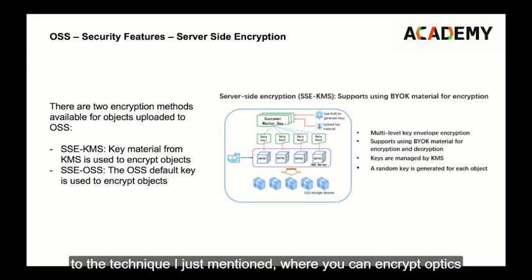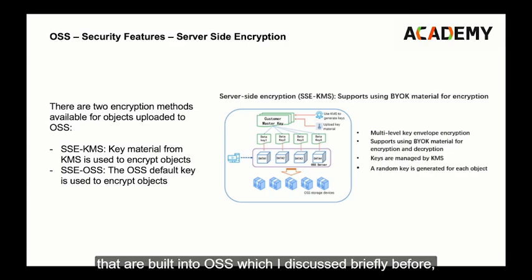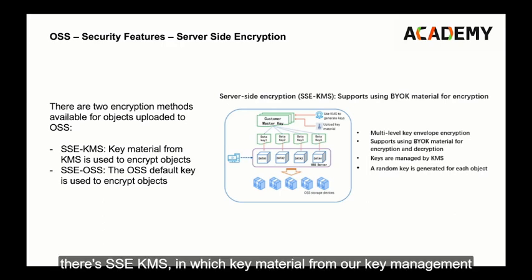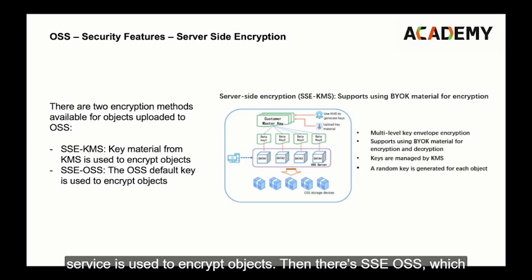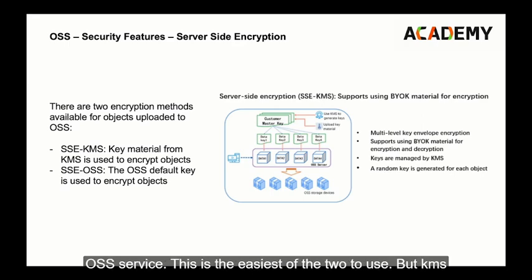On the server side, in addition to the technique I just mentioned where you can encrypt objects locally before uploading, we also offer two encryption methods that are built into OSS, which I discussed briefly before. There's SSE KMS, in which key material from our key management service is used to encrypt objects. Then there's SSE OSS, which is where you use the default AES 256 key that's built into the OSS service. This is the easiest of the two to use, but KMS offers more customization and more security since you can use your own encryption key material.